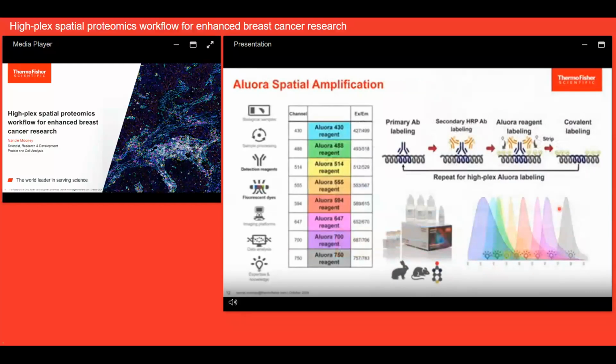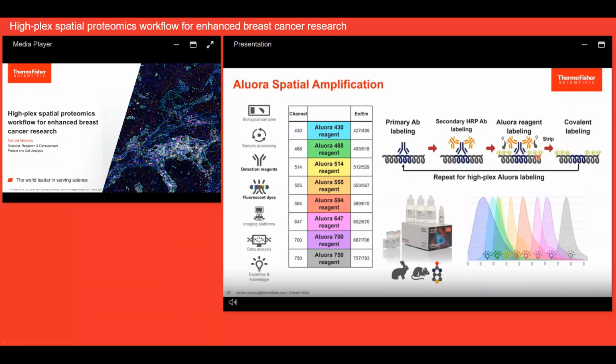So Alora spatial amplification is a tyramide-like chemistry. So it relies upon primary antibodies and HRP enzyme. What you end up doing is you lay down your primary antibody on your tissue against, again, your antigen of interest. You then go in and detect it using a secondary HRP antibody or a streptavidin HRP if you're using a biotinylated primary. You then use the HRP that's associated with that secondary to activate the Alora reagent, causing it to covalently bind to the tyrosines near your antibody detection structure.